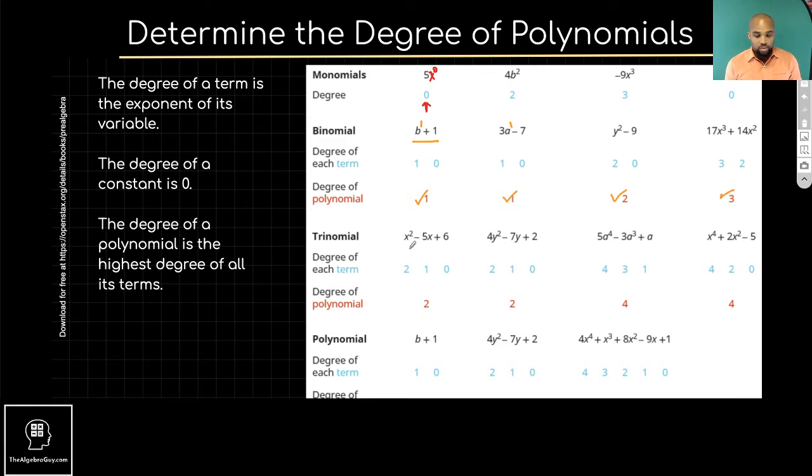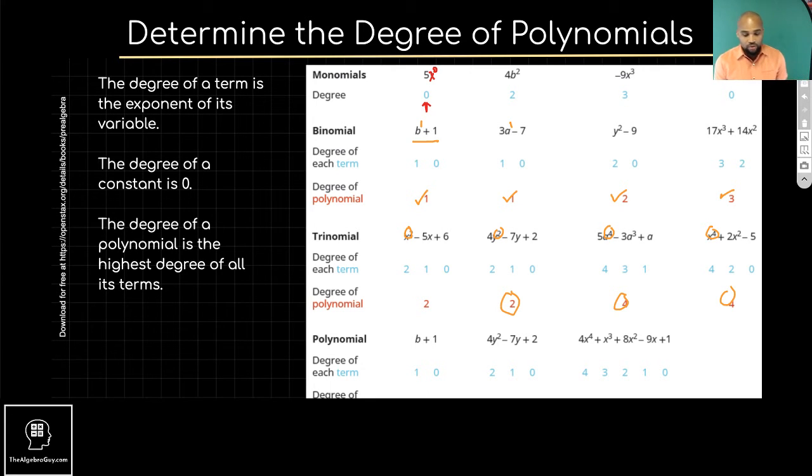What about trinomial? Trinomial is the same thing. You take the term that has the greatest exponent, and we call that the degree of that polynomial. So in this case, it's 2. As you can see, we have a 2 here, a 2 here, so we call this one 2. A 4 is the greatest here, so this is going to be 4, and a 4 is the greatest here, and this is going to be a 4. So hopefully that's starting to make sense.